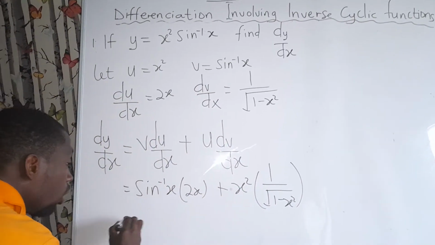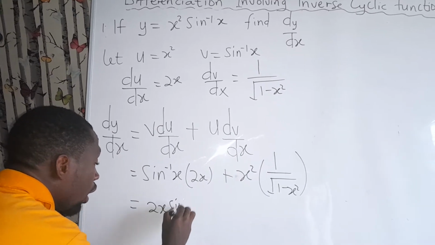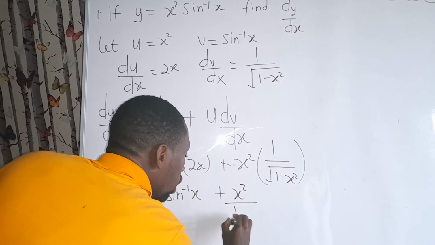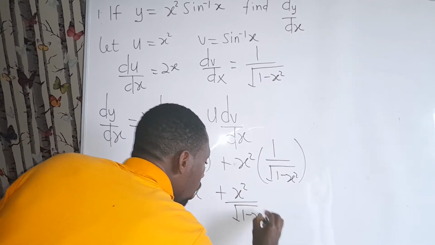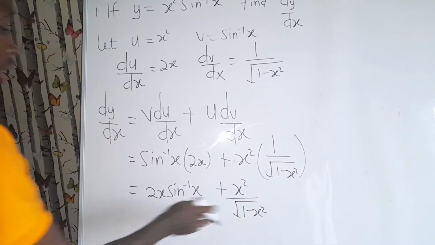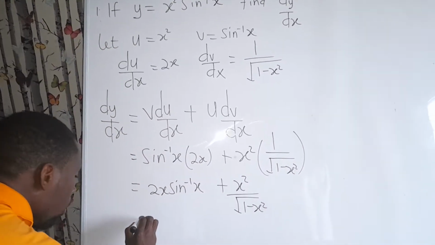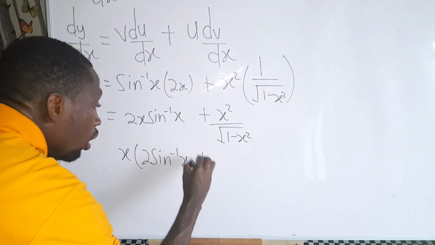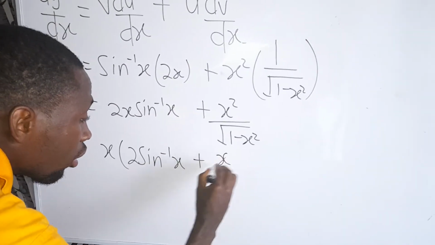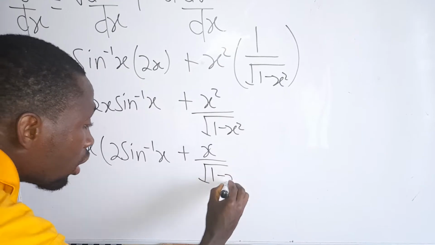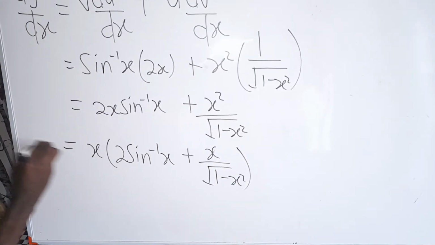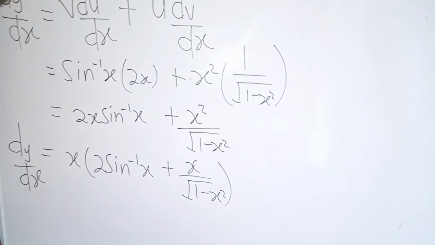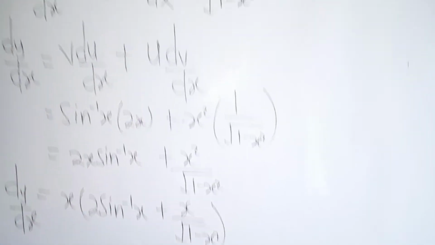So we can polish this. We have 2x sine inverse of x plus x squared over the square root of 1 minus x squared. So something is common, x is common to both terms, we can bring it out. So we have x out, 2 sine inverse of x, then plus x all over the square root of 1 minus x squared. Then this becomes our derivative for this function. I hope you get that. Please replay the video and I know that you will understand this better.